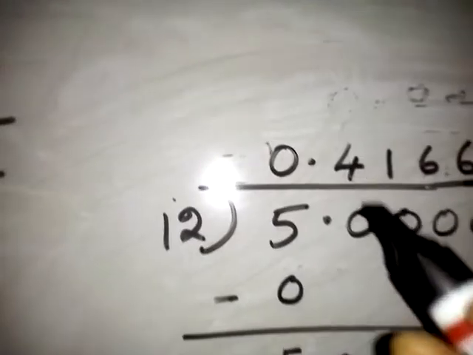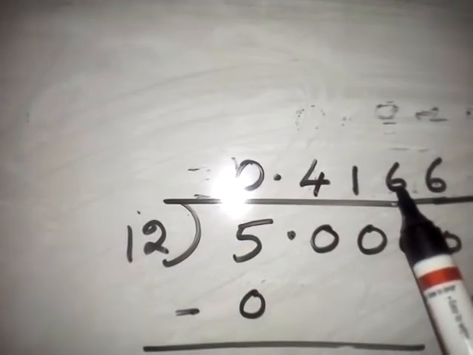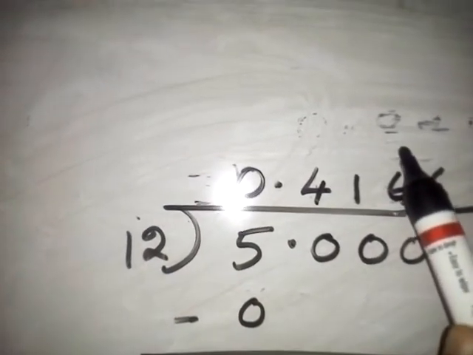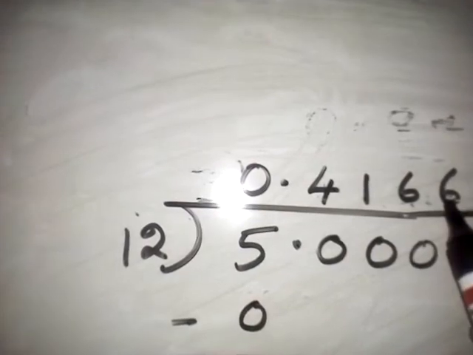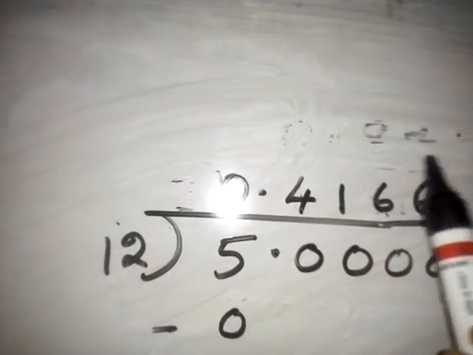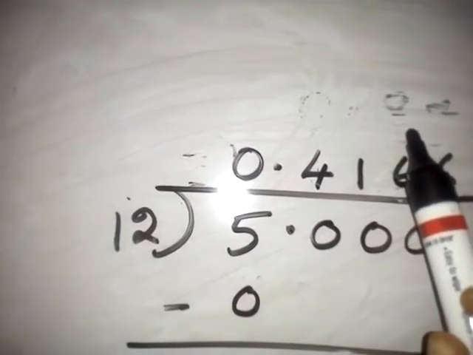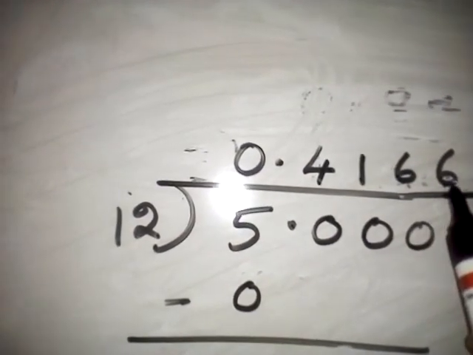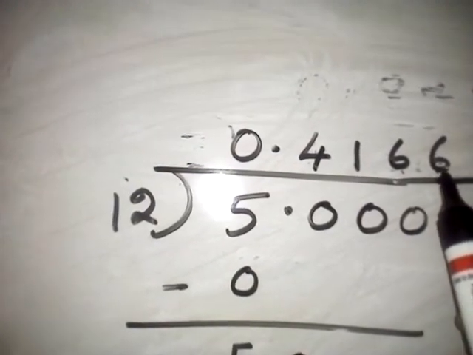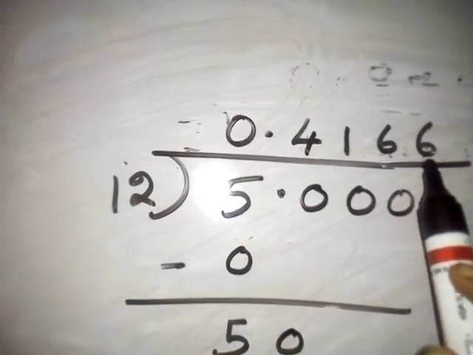So now, 5 upon 12 right here. The quotient what you got, you have to see that: 0.4166. Now the digit 6 is repeating, no? On the number 6 you have to put a dot, because only one digit is repeating here. If two digits are repeating, then you have to put a line on the top of the numbers. If one digit is repeating, then you have to put a dot on top of the number.